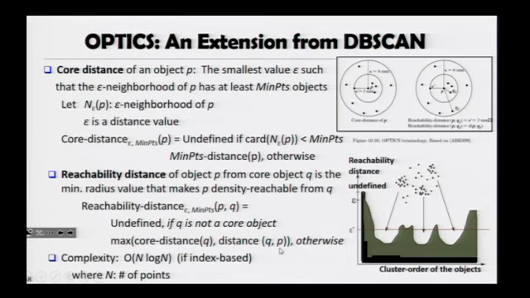So the process of computing this reachability distance will be O(n log n) if we're using this spatial index, where n is the number of data points here. Again, now that we have this formal definition of the reachability distance, we can see that this figure is trying to compute the reachability distance between the data points and its nearest neighbor.